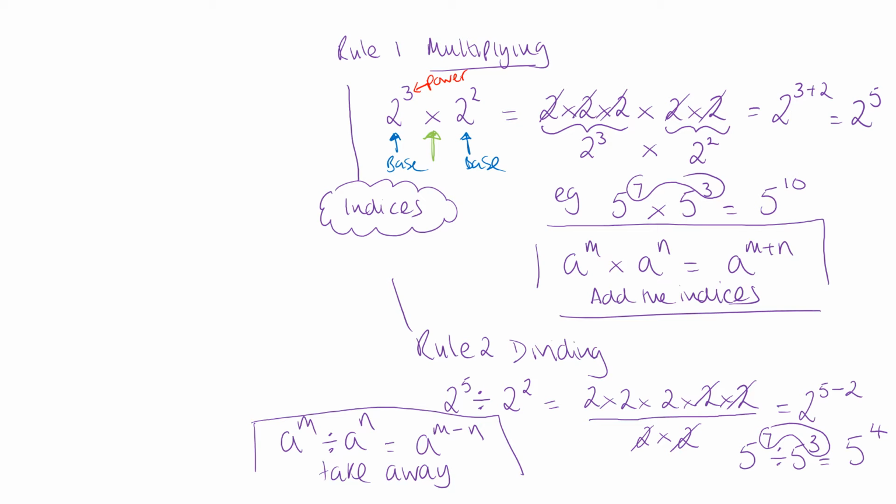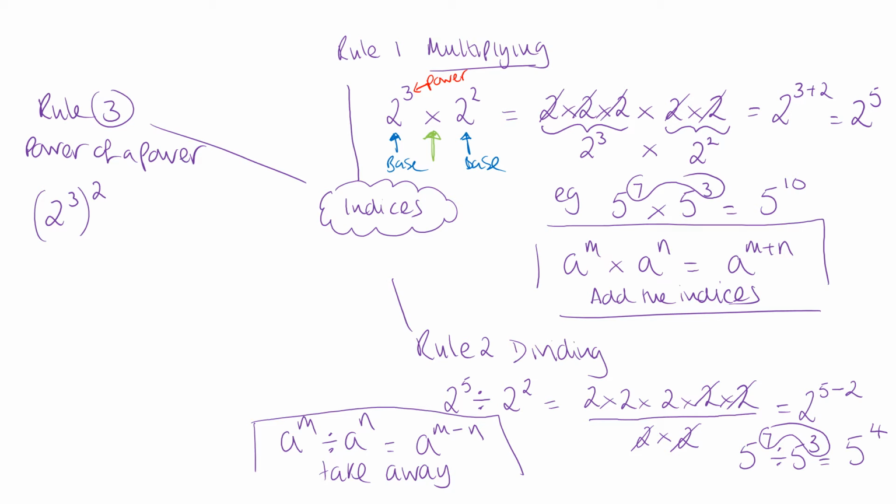Okay, rule number 3. This is going to be when we have a power of a power. So we're going to see 2 powers. So say we had 2 cubed and we raised that, so all of that number, so that's why I need brackets, all squared. So it's a power of a power.